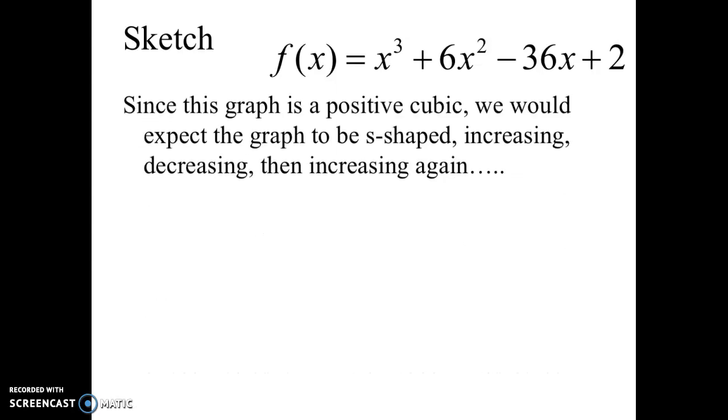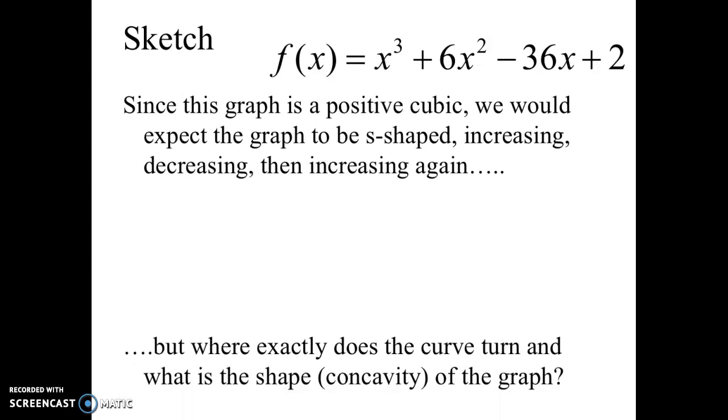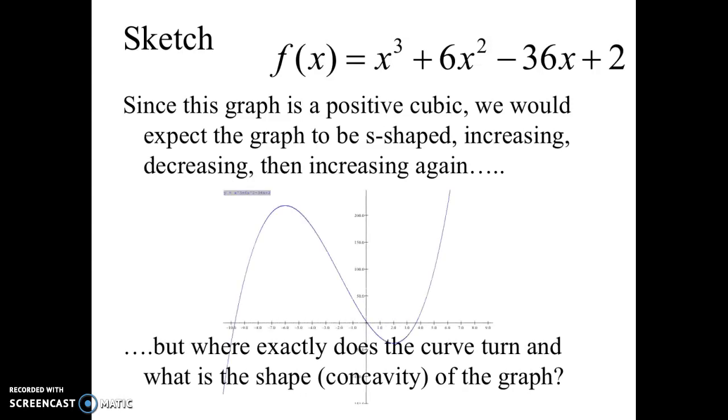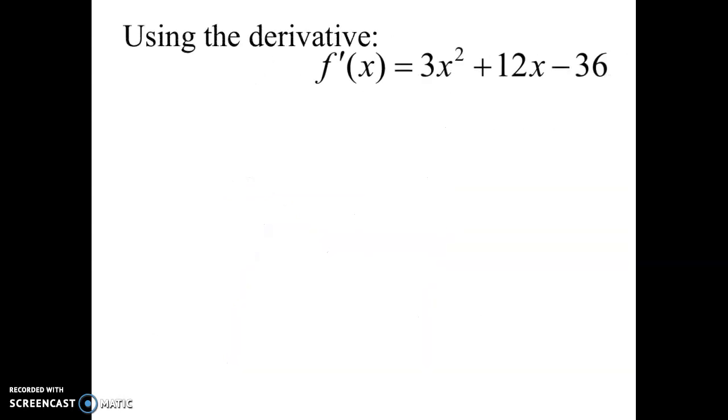So since this graph is a positive cubic, we would expect the graph to be S-shaped, increasing, then decreasing, then increasing again. But where exactly does the curve turn and what is the concavity of the graph? Well, the graph actually looks something like this. But how could we use calculus to do the analysis? We could use the derivative and look to see where the critical points of this function are by looking at where the first derivative is equal to 0.